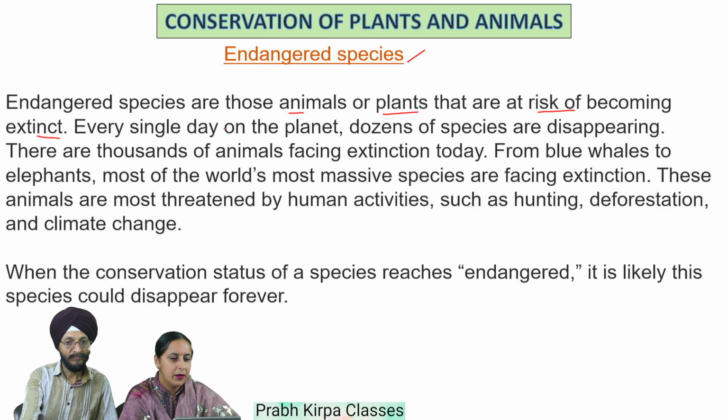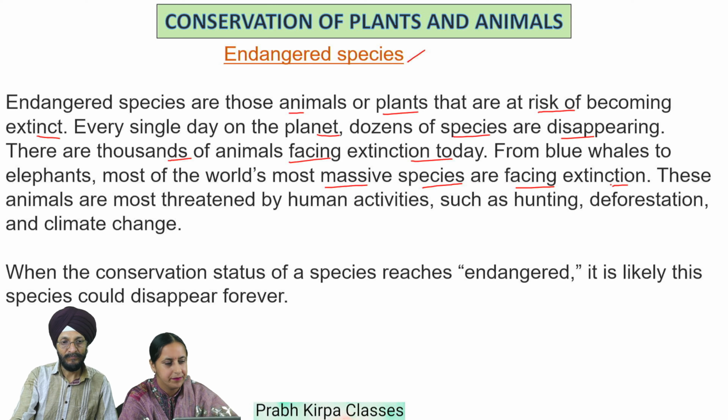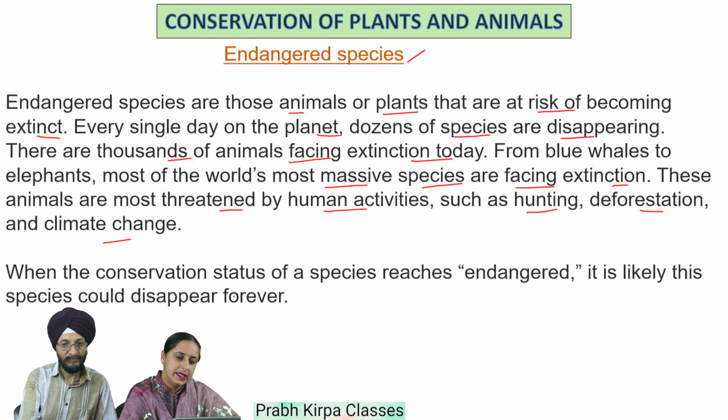Every single day on the planet, dozens of species are disappearing. There are thousands of animals facing extinction today, from blue whales to elephants. Most of the world's most massive species are facing extinction. These animals are most threatened by human activities such as hunting, deforestation, and climate change.